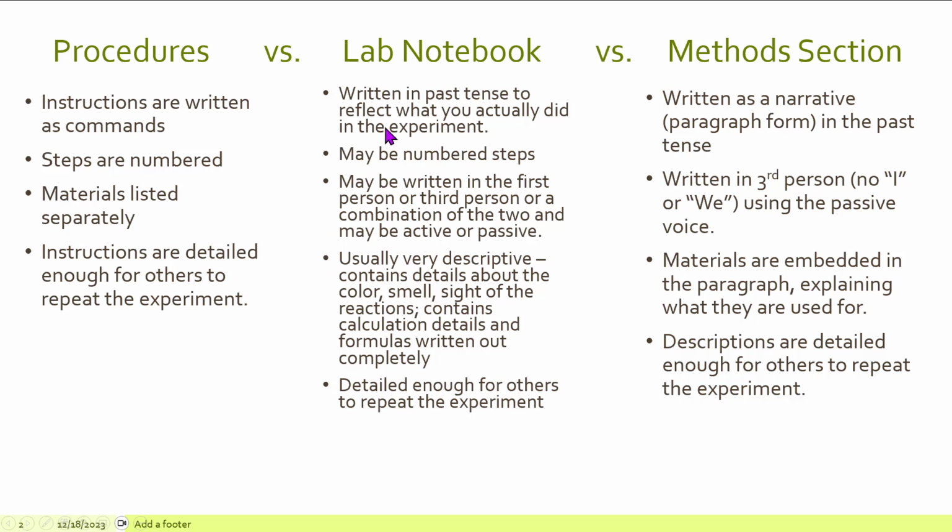experiment. The lab notebook differs from that in that it's written in past tense to reflect what you actually did in the experiment. It can also be numbered steps, so instead of add 3 milliliters of ethanol, you would put I added 3 mils of ethanol to my solution. It can be written in both the first person or the third person or a combination of those two, so it can be active or passive. Usually it's very descriptive and contains details about what you did in the experiment.